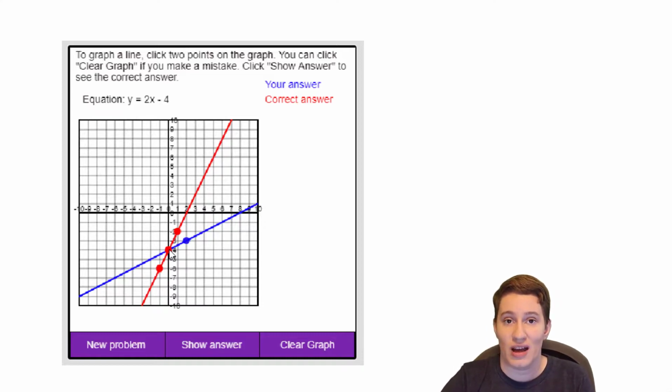So it's really important with math and with new concepts like this to be able to practice and know immediately if you're doing it right or wrong.